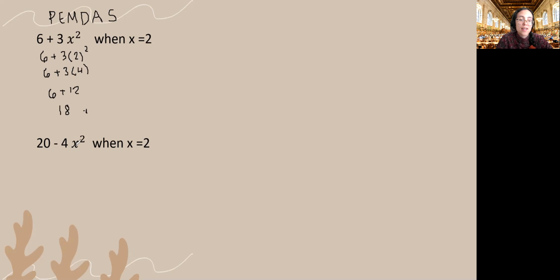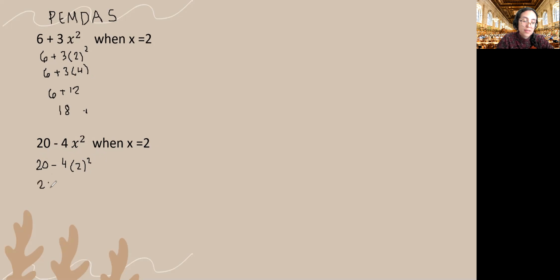So we have 20 minus 4x squared. Again, we're going to substitute and evaluate when x is equal to 2. So wherever I see an x in this problem, I write a 2. So I write 2 squared. Now I have subtraction, and I have multiplication, and I have this power, but I'm going to evaluate the power first because that's the order of operations. Evaluating powers comes before multiplication, and it definitely comes before subtraction.